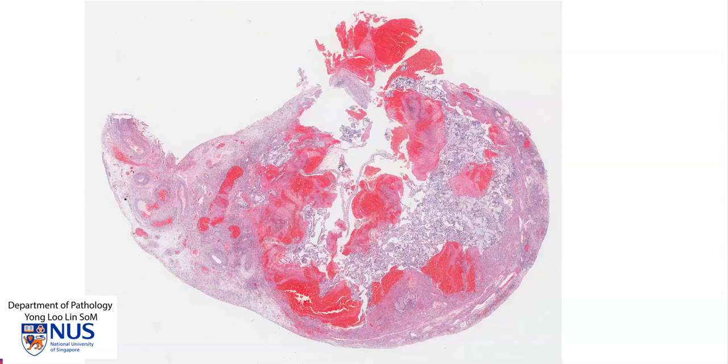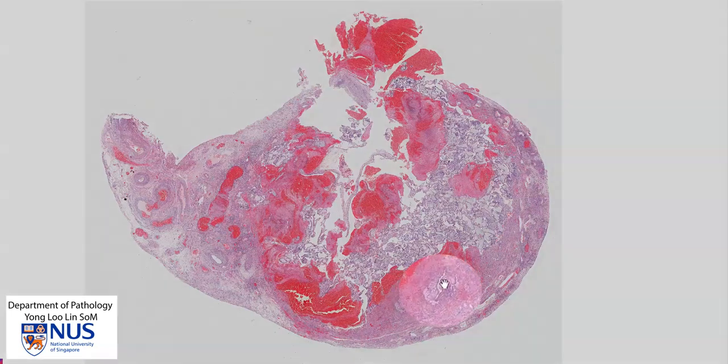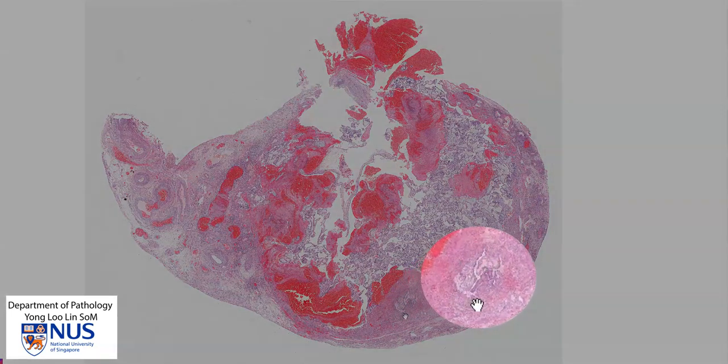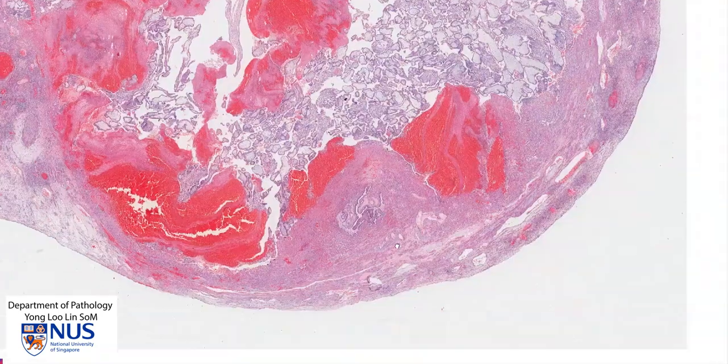Hello, this is a virtual microscopy slide of a case of a ruptured ectopic pregnancy in the fallopian tube. We are looking at a cross-section of the fallopian tube, and over here is the lumen of the fallopian tube, and this area is a very markedly thickened fallopian tube wall. Let's have a closer look at the lumen.